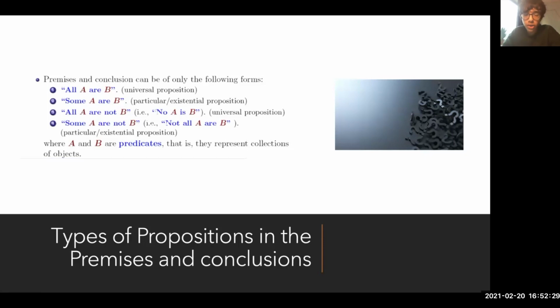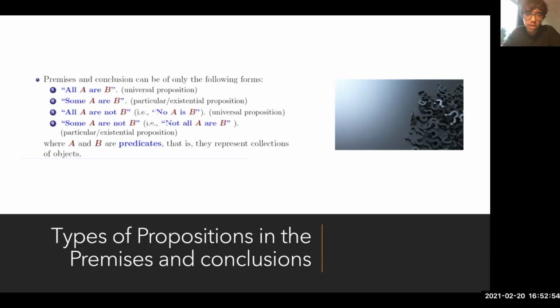All A are not B can also be written as no A is B. They both mean the same thing and they're universal propositions. Some A are not B can also be written as not all A are B. It depends on what you think is easier to understand. Whenever some A are not B is used in a proposition, you need to understand that it just means not all A are B, and that's easier to understand.